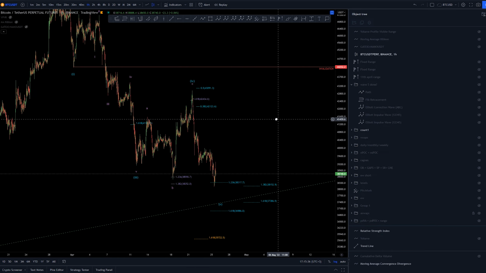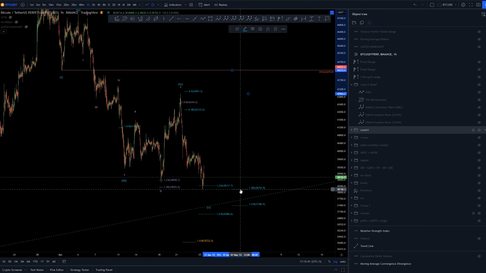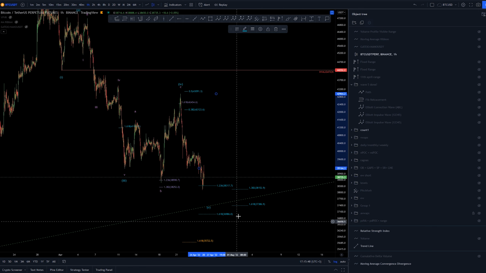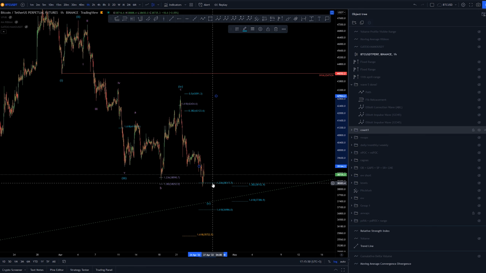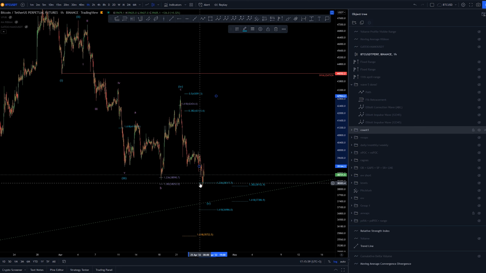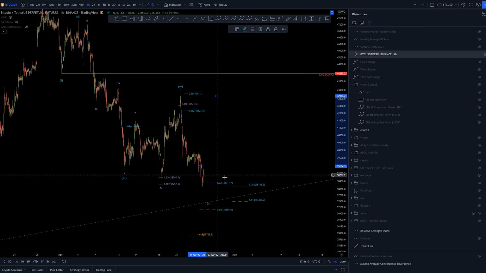Now we have a couple of different targets here at around the current lows that we have, and these are, let's pick this one first. So this is again inverse wave 4, and these are the targets 1.236 to 1.618. You hit the 1.236 and then bounce a bit up.